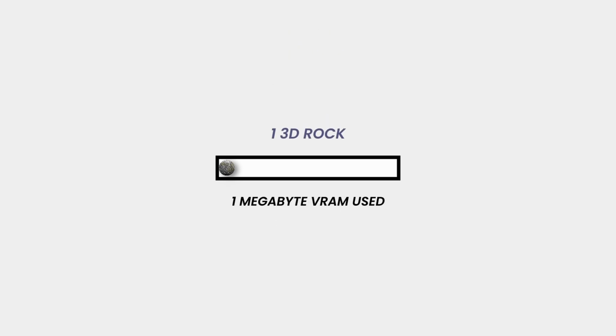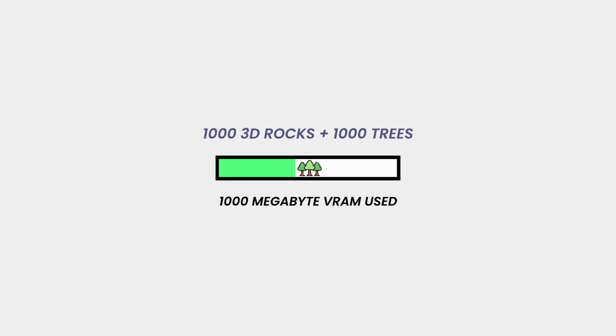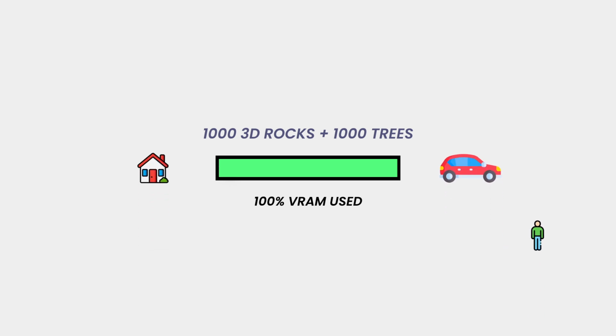And now, if I have to load 1000 such rocks, it's going to occupy 1000 megabytes of our VRAM or video memory. And then load 1000 trees, which are more than 1 megabyte in size, and our video memory will be all used up in no time. And there's still a lot more to load in the game.